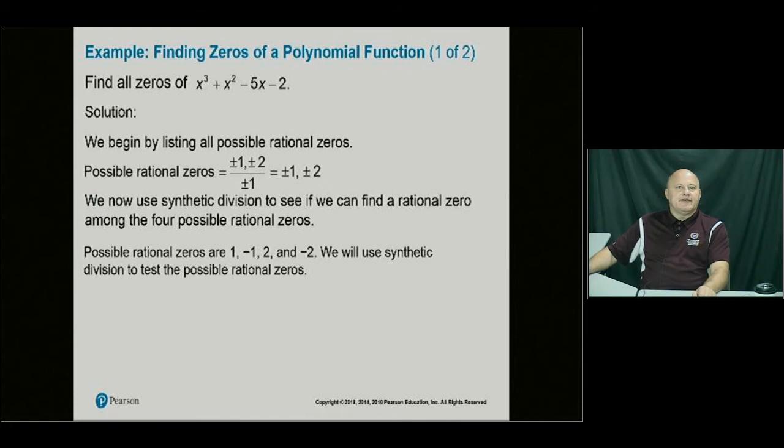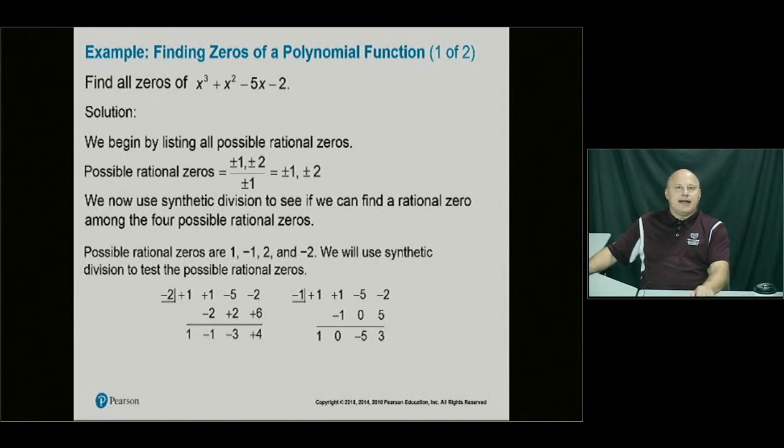We will use synthetic division to test the possible rational zeros. So they test -2 first. They use synthetic division and go through the process. We learned synthetic division already, and we're using the remainder theorem. What's the remainder? It's 4, and 4 does not give me 0. So, by the factor theorem, -2 is not a zero.